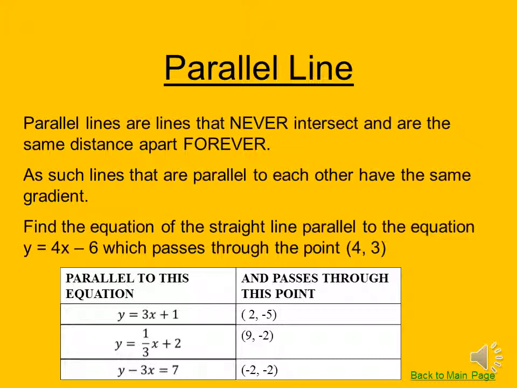The gradient of the line I'm looking for is 4. The value of x is equal to 4 and y is equal to 3. So once again, I substitute it into the equation y is equal to mx plus c. Work out the value of c, which in this case is negative 13. Hence, the equation of the line that is parallel to 4x minus 6 and passes through the point 4, 3 must be y is equal to 4x minus 13. Have a go at these three. Remember, you might need to rearrange the equation. Pause, work, play.